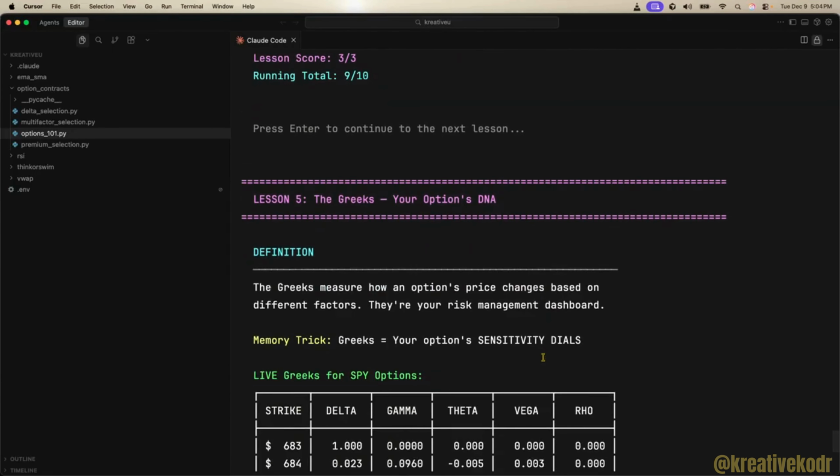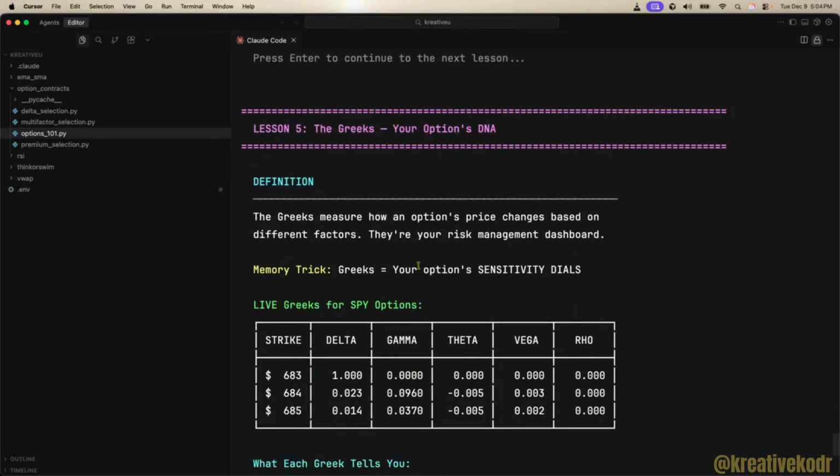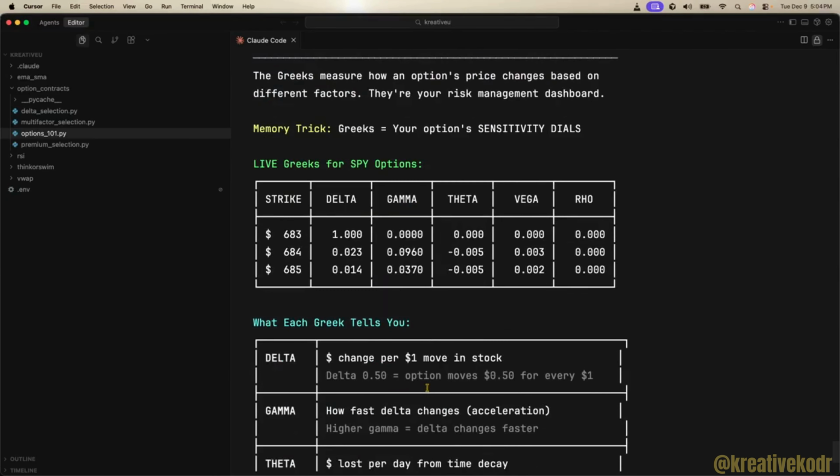All right, now let's go over our Greeks. Greeks measure how an option price changes based on different factors. Here's your risk management scoreboard. Greeks are your option sensitivity dial. We have the strike price, which is what we think the option is going to be around. We have delta, gamma, theta, vega, and rho. Each Greek tells us something different.